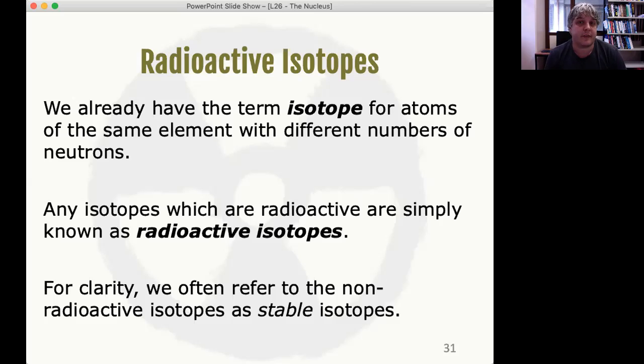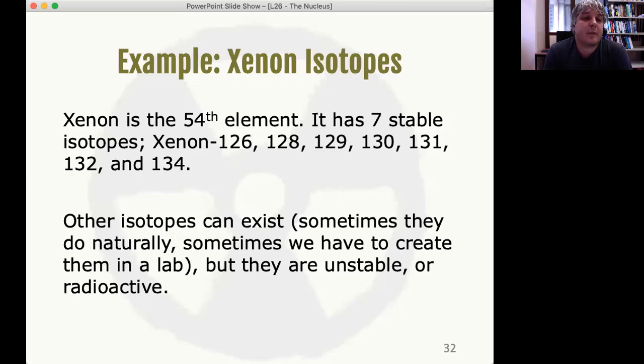As I said already, that's often dependent on the number of neutrons. If you don't have enough neutrons, then you're likely to be radioactive. If you have too many, you're likely to be radioactive, but there's a region in the middle where you're likely to be more stable. So the number of neutrons is relevant. For example, xenon. Xenon is the 54th element. It has 7 stable isotopes: xenon 126, 128, 129, 130, 131, 132, and 134. Other isotopes can exist. Sometimes they do naturally, sometimes we have to create them in a lab, but they are usually all unstable or radioactive.